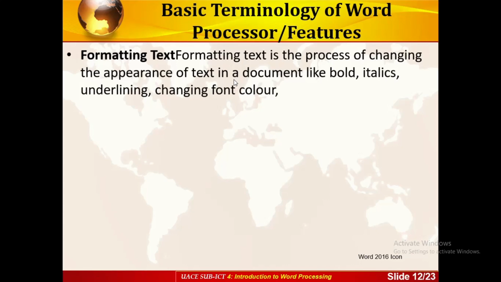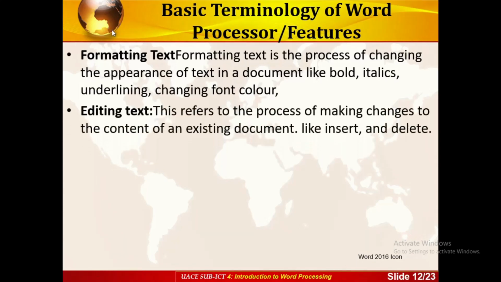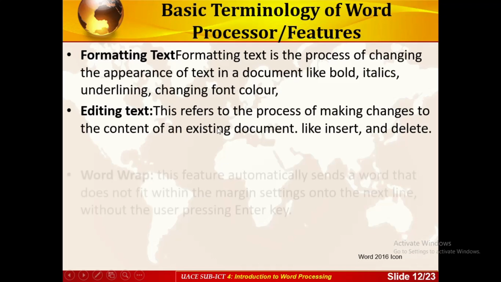Then we have formatting text. This is the process of changing the appearance of the text in the document, like bold, italics, underlining, changing the font color, and so many others. So formatting is simply changing the appearance of the text. Then we have editing, which is the process of making changes to the content of an existing document, like insert and delete. So editing is simply making corrections on the content, adding and deleting some content from your information.